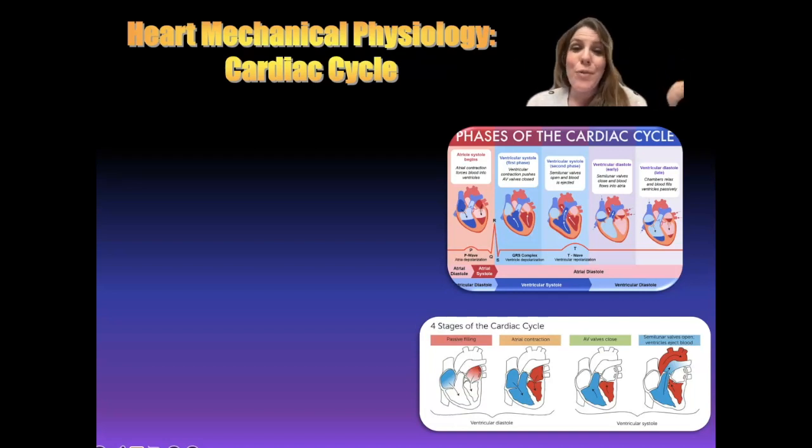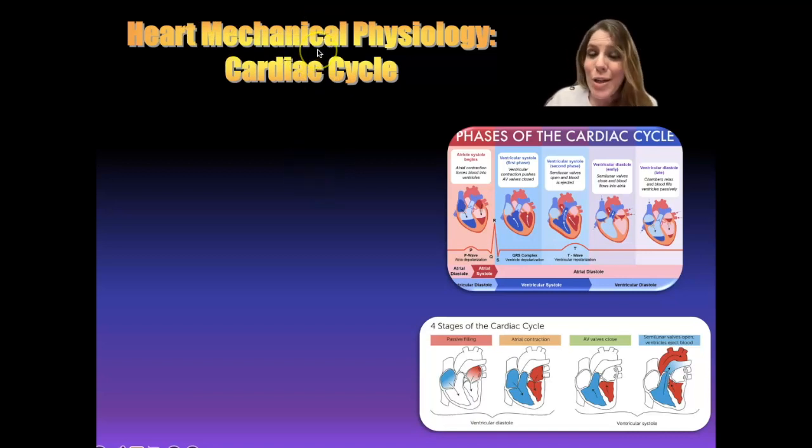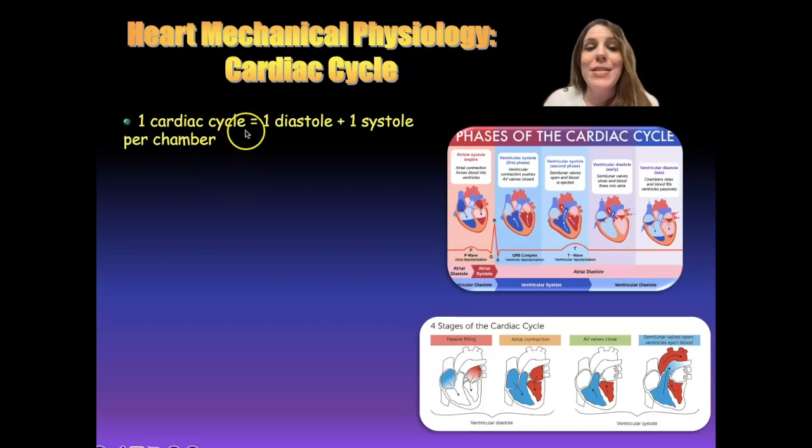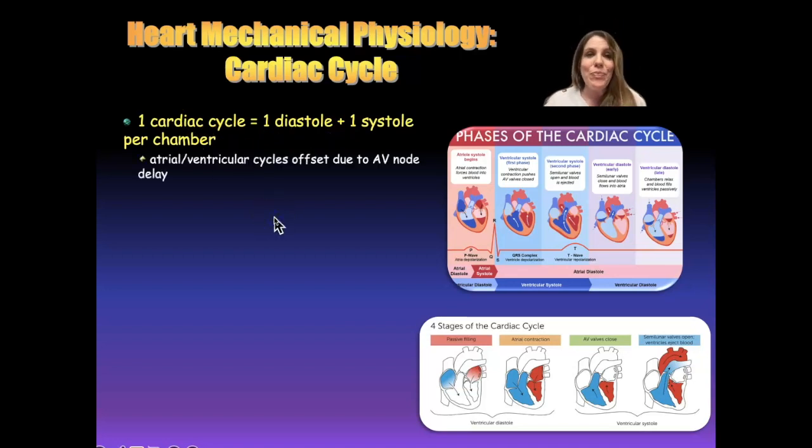So we are now ready to talk about the mechanical physiology of the cardiac cycle. So cardiac cycle, we're going to go from heartbeat to heartbeat. So one cardiac cycle is one round of diastole, so the relaxation of the chamber when it's filling with blood, and one round of systole where it's contracting and trying to eject blood. So one diastole, one systole equals one cardiac cycle.